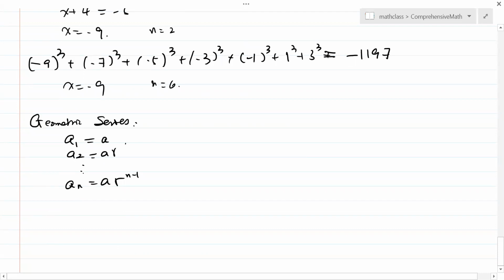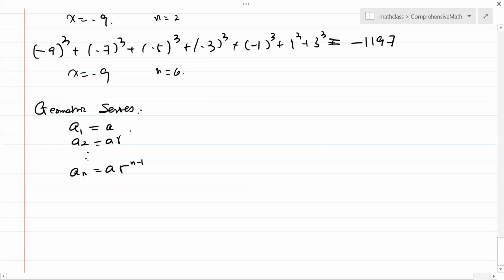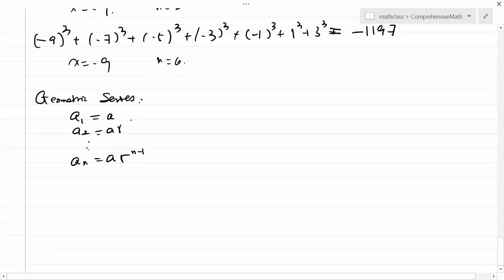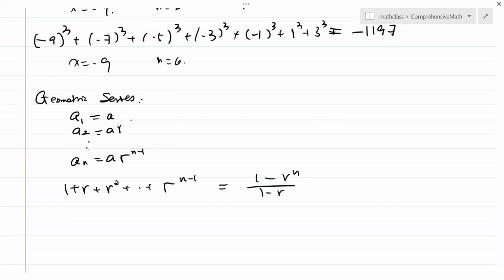This is called the geometric series. Series means you have infinite terms. What we need to know is a couple of facts. The sum of those terms is going to be (1 minus r to the n) over (1 minus r). Now, do you remember how to get this formula?